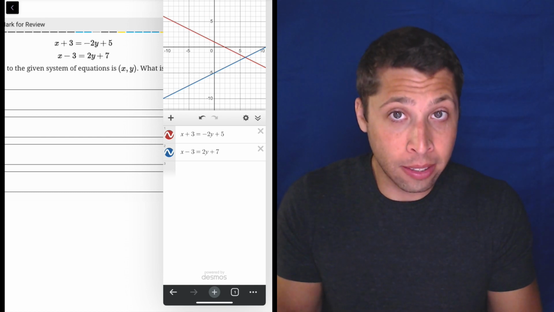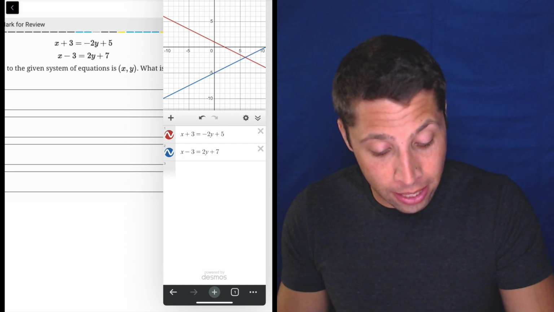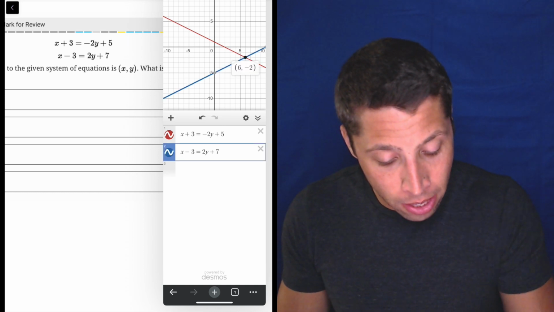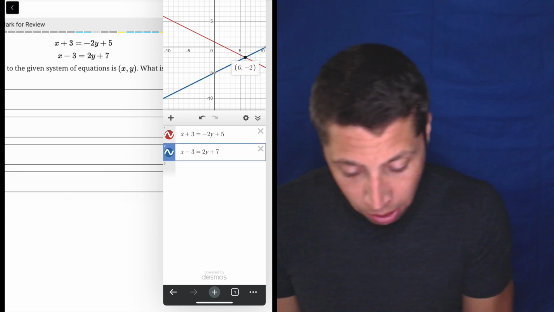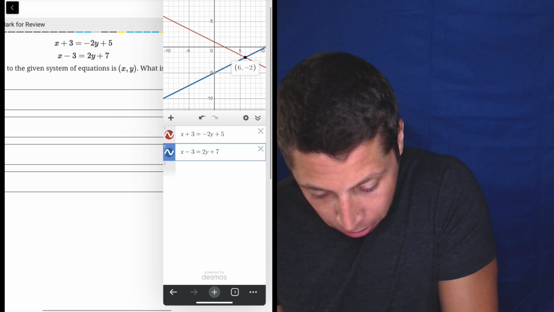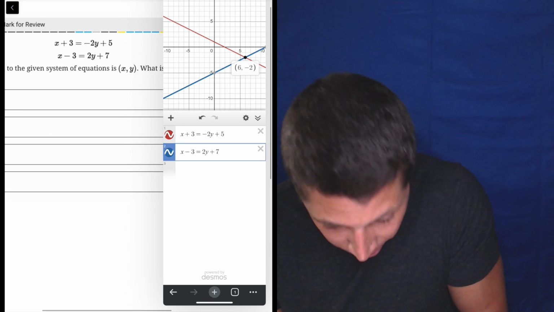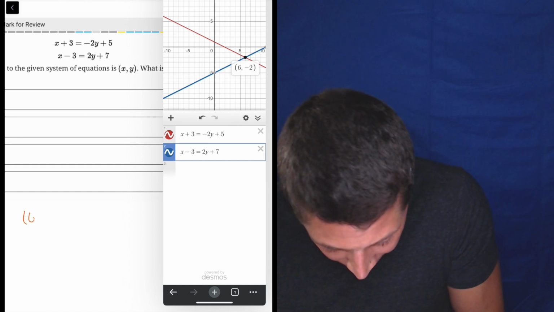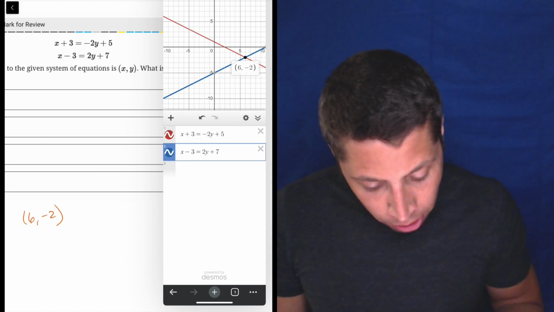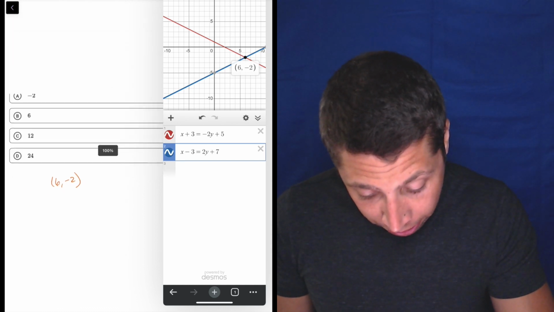Now, because it's just calculating and solving for us, we see that point of intersection right there. If we tap it, it's going to tell us the point, 6, negative 2. So let's write that down. Let's put it up here. 6, negative 2. So that's our answer, kind of.